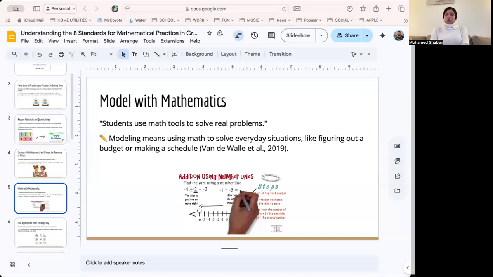Students use math to solve real-world problems, like using graphs, charts, or equations to represent what's happening. In the illustration, a student is solving a pizza sharing problem by drawing a model.